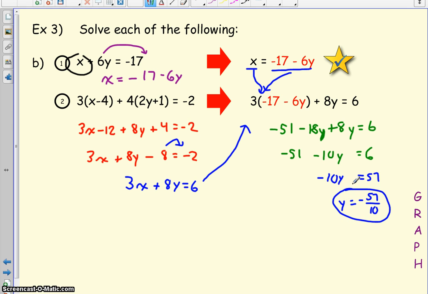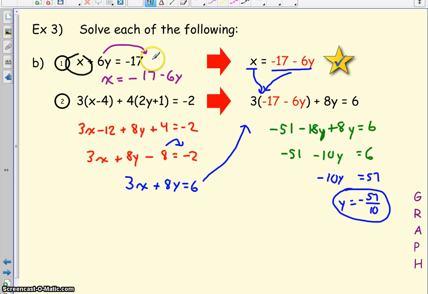Once you have that answer, reduce it as far as you can go. This does not reduce any further. We have our y value, but we still need to find our x value. So now we can use an original equation to solve for the other variable. Between equation 1 and equation 2, obviously equation 1 is far, far easier to work with.